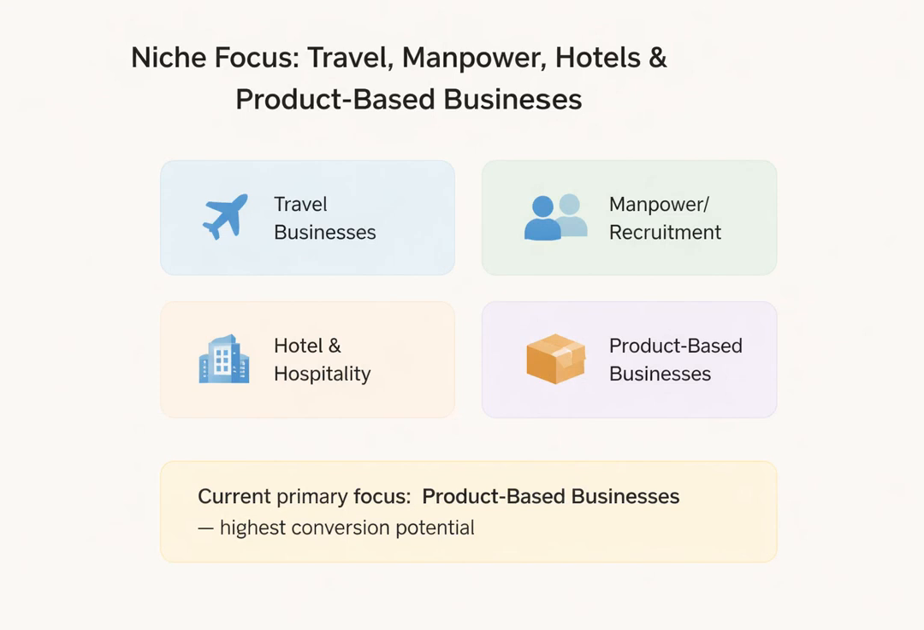The instructor shares which niches he's currently working in, and this is really useful context for understanding where the best opportunities lie. He mentions travel businesses, manpower and recruitment agencies, hotels and hospitality, and product-based businesses. Now, out of all of these, his current primary focus is on product-based businesses. Why? Because that's also where most of his existing clients are. And as we'll see in a moment, product-based businesses have a very specific advantage when it comes to conversion rates.